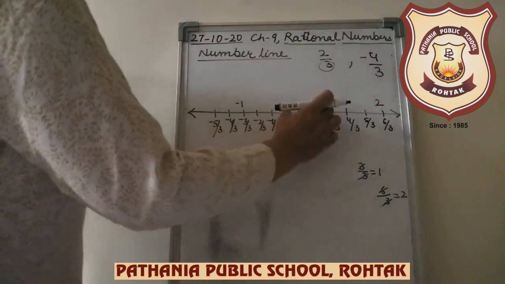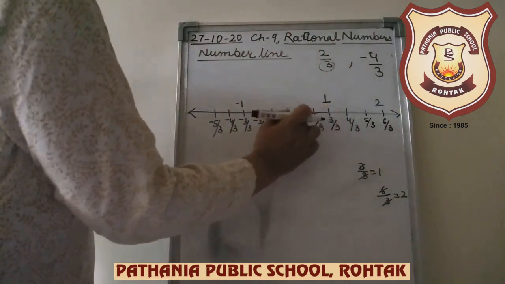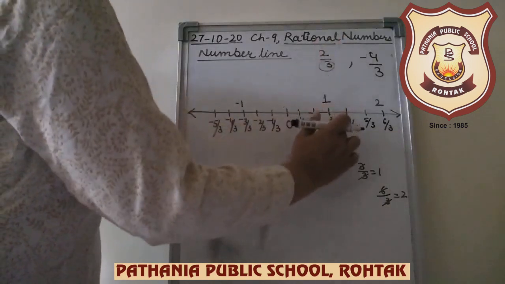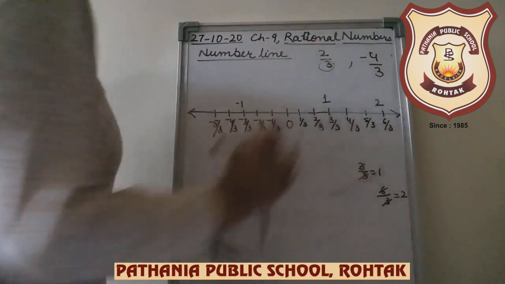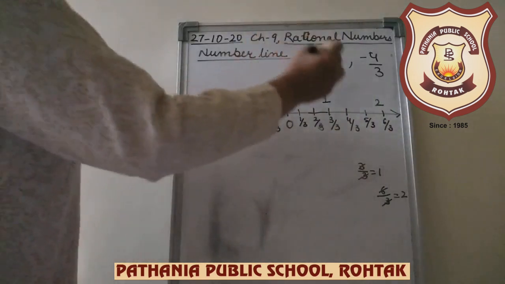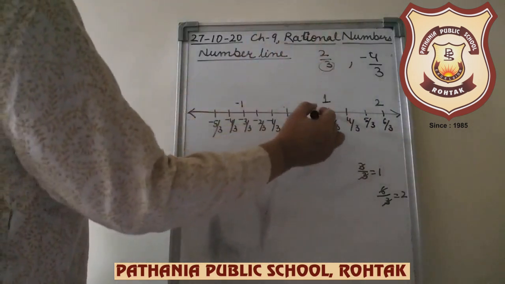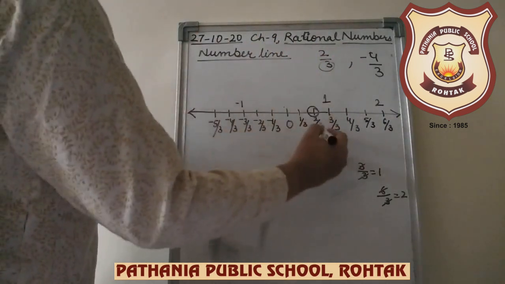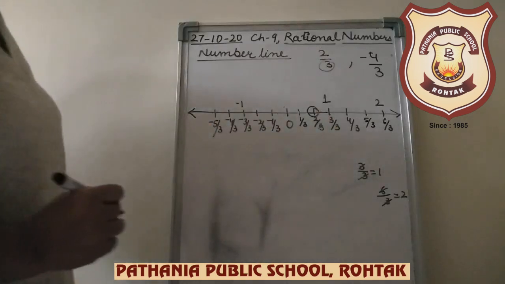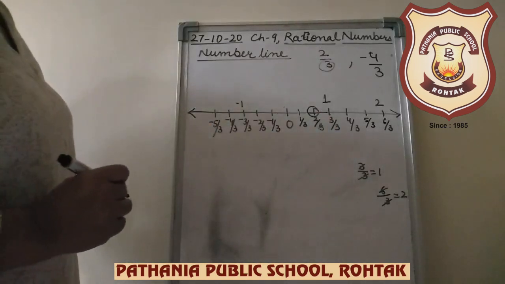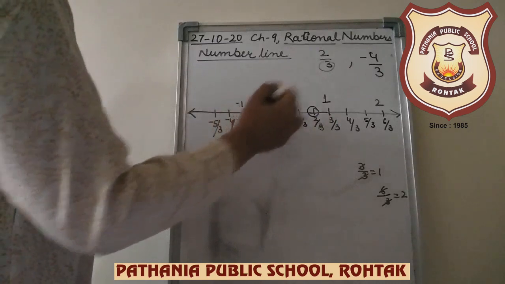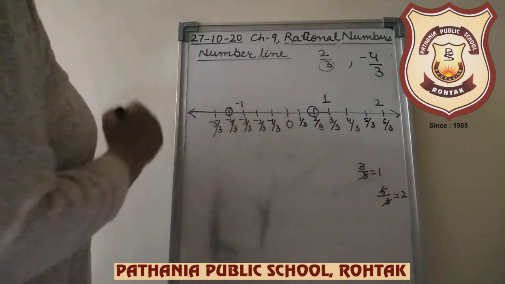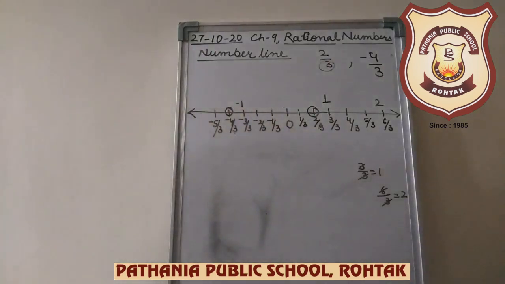So we have divided 0 to 1, this unit, in how many parts? 3 parts, because the denominator is 3. Again from 1 to 2, in how many parts? 3 parts. Now they have asked 2 upon 3. So circle it. And this point is your 2 upon 3. Clear? And on the negative portion, they have asked for minus 4 upon 3. So this is your minus 4 upon 3.